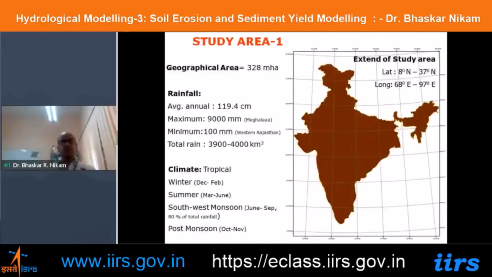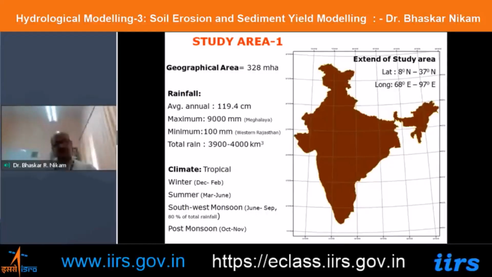So we'll see the study area. I'm going to show you 2 study areas, one as large as a country and another a watershed. So this is a watershed. This is called Nala watershed, Amanga reservoir, and India. So these are the 2 study areas.